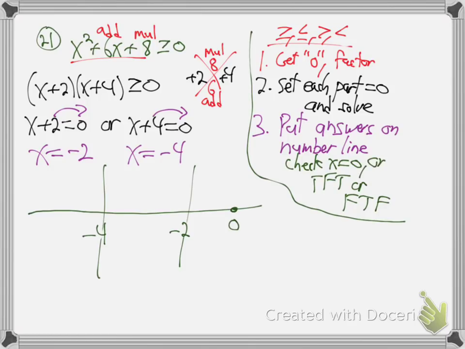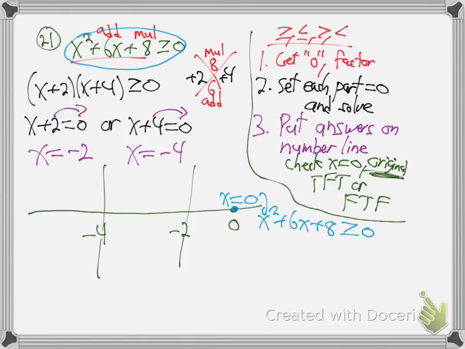Check x equals 0 on the original, I should say. So here's x equals 0, right here. When I plug 0 into the original, x squared plus 6x plus 8 greater than or equal to 0, you get 0 plus 8. So you get 8 greater than or equal to 0. Is 8 greater than or equal to 0? Yes, it is. That's true.